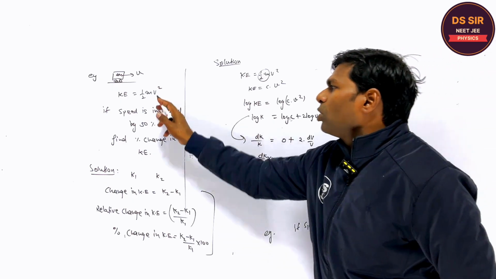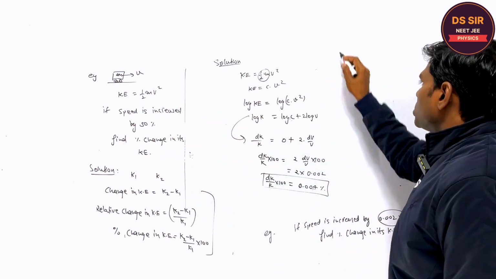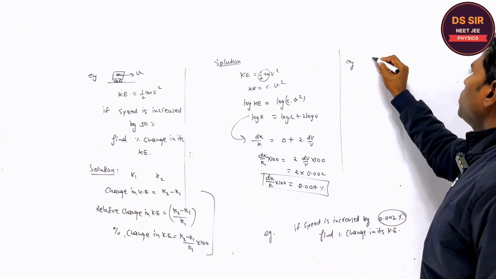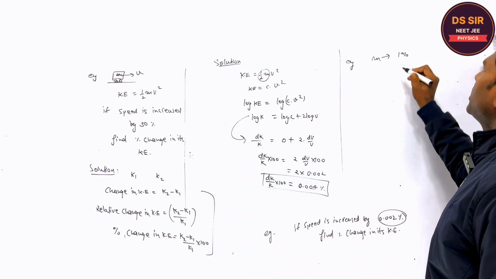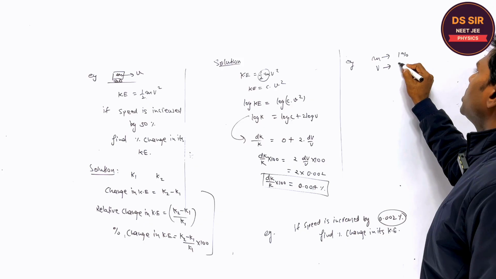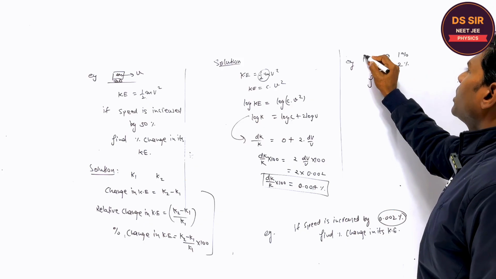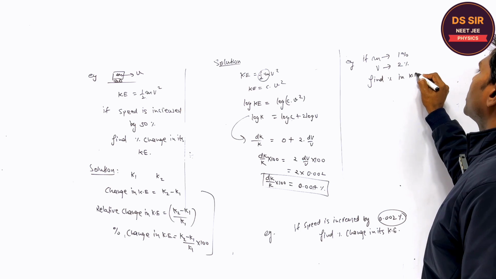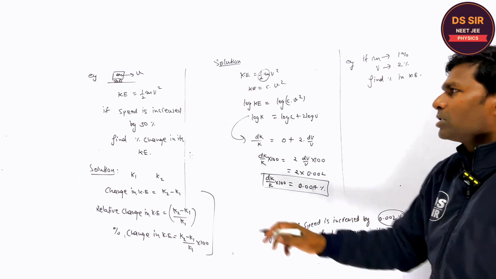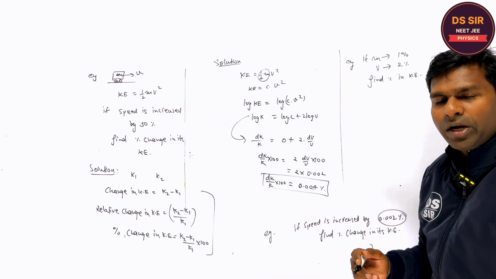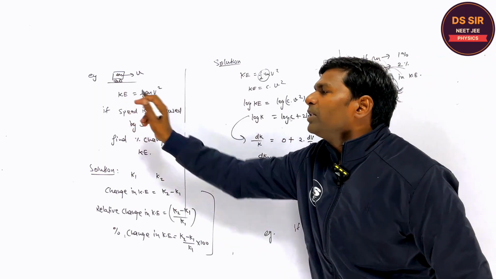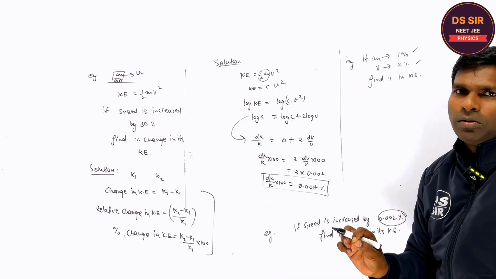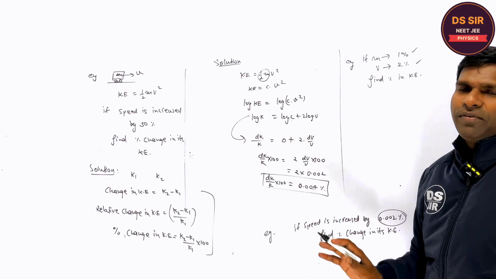In this case, only the speed was changing. Suppose now in the second question, the mass is also changing. Suppose the mass is changed by 1% and the speed is changed by 2%. Then find the percentage change in its kinetic energy. Is it possible or not? The change in the mass and the speed is small.